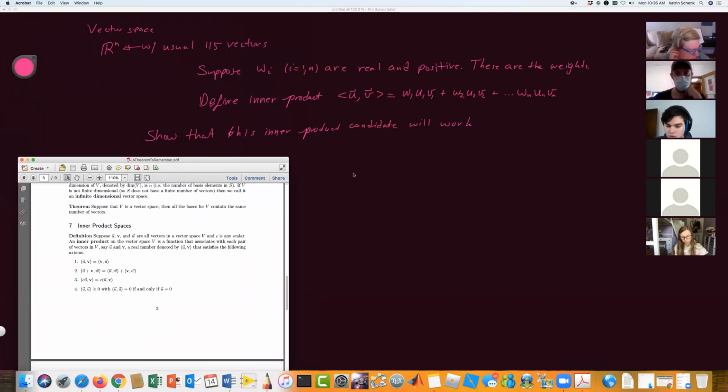Okay, so work on that and see if you can figure out, do all these things hold for this inner product? And if you would like to make things simpler on yourself, feel free to just use R2. In that case, there'd just be two W's, W1 and W2, right? So if you want to just think in R2, go for it.